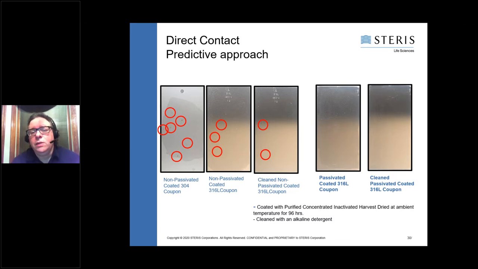Now, the two images on your far left are a passivated 316L coupon and a clean and passivated coupon. So here, we know that this soil is going to be aggressive on that surface. So we want to maintain that passive state of the 316L surface. And it would typically require a routine acid rinse as part of your cleaning procedure.